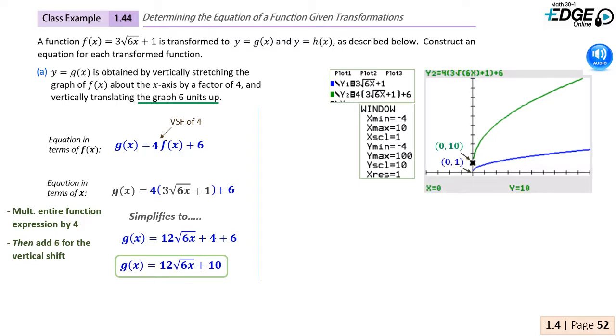For example, if we determine the value of both of the y-intercepts, we would see that 0 and 1 has mapped to 0 and 10. We can confirm this in our mapping rule, where x, y becomes x and 4y plus 6. If we replace x and y with 0 and 1, we see that the point 0, 1 maps to 0 and 10.